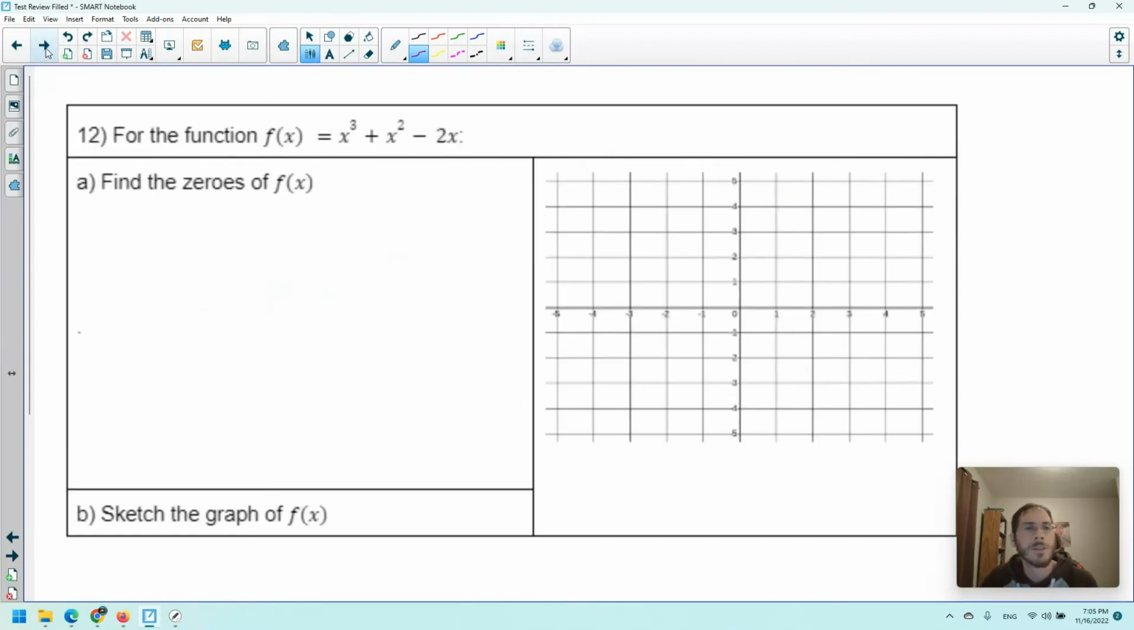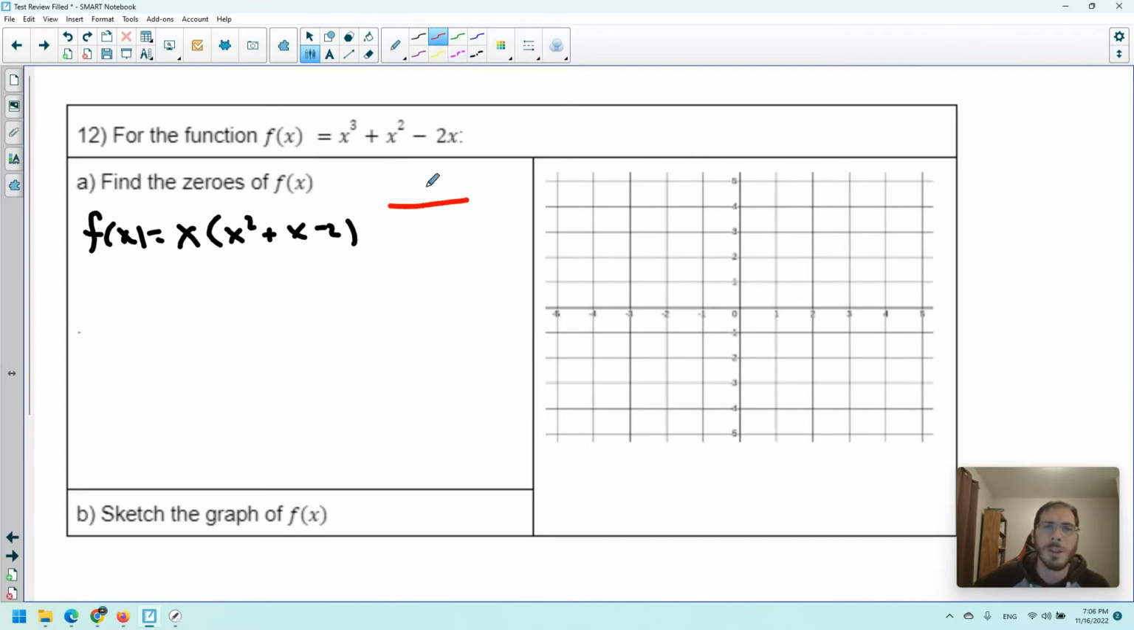We have to find the zeros of f of x and sketch the graph of f of x. So again, we could graph it if we wanted to. In this case, though, it tells us to find the zeros. So let's find the zeros real quick because we could rewrite this. We can see that we could divide them all by x, which is kind of interesting. x squared plus x minus 2. And then, well, wait a second. We just have a quadratic here.